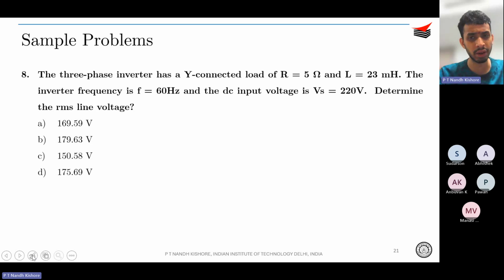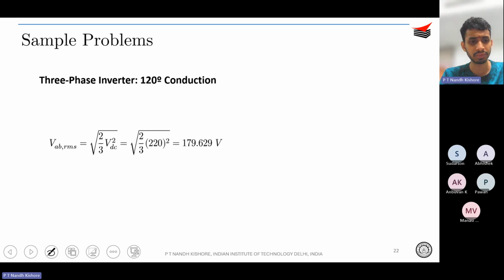Okay, determine the RMS line voltage. So the DC input voltage VDC is given, F is given, and R and L are given. But to determine the RMS line voltage, none of this is required, right? Just your VS is required and that's it. If the question was to determine the fundamental value of the RMS line voltage, or the fundamental value of the line current or something, then you need to know all of this stuff. But since it is only about the voltage, you need not consider this right now.